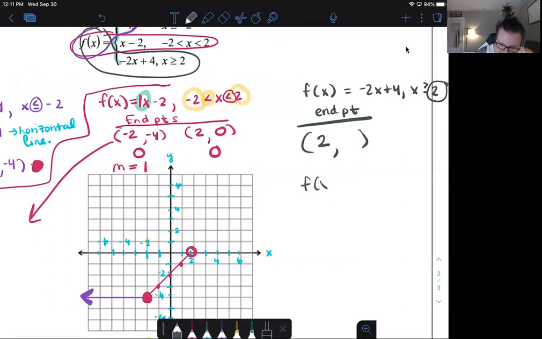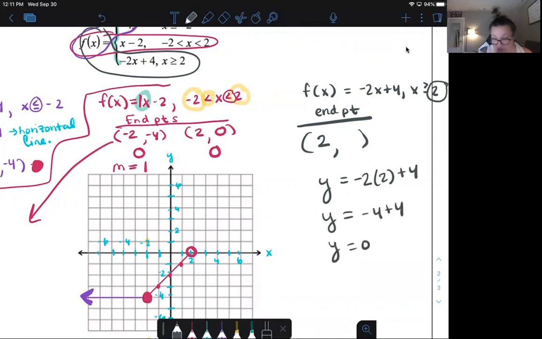So f of x is equal to -2. Hang on. I'm going to rewrite this as y, actually. So -2 times 2 plus 4. So y is equal to -4 plus 4. y is equal to 0. So our end point is at 2, 0.